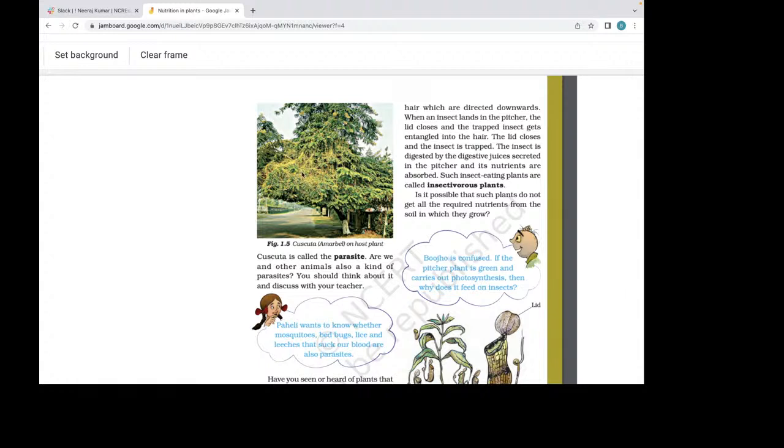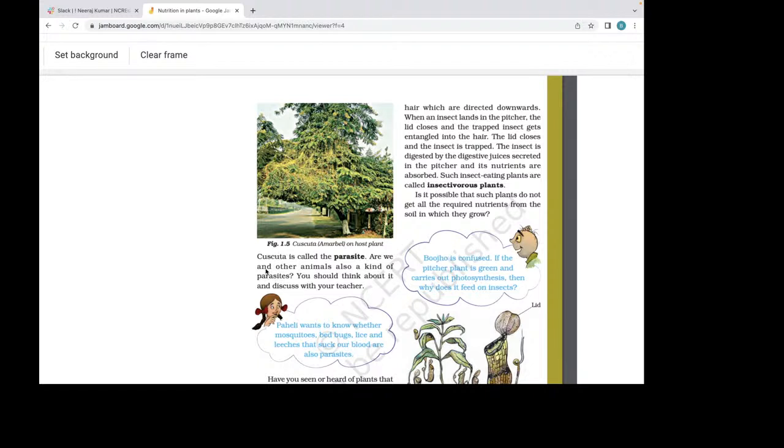So this is wrapped around this plant. This is called cascata, and the plant around which it is wrapped is called its host. So it basically depends on this plant for its food, and it also takes the essential nutrients from it, and it does not allow this plant to get its nutrients, so that is why it is called a parasite.